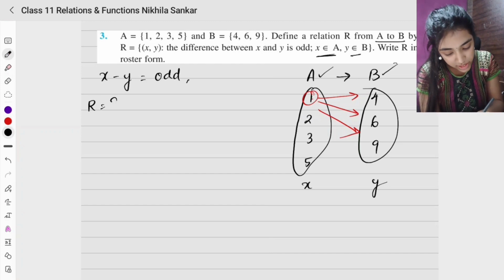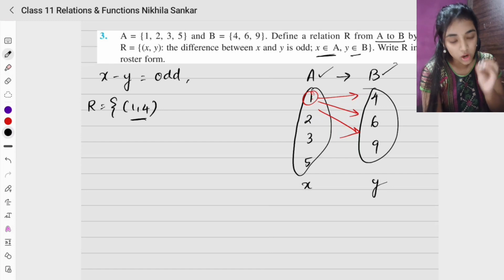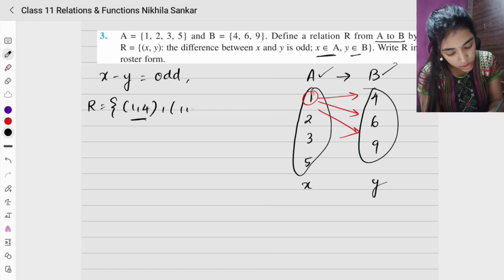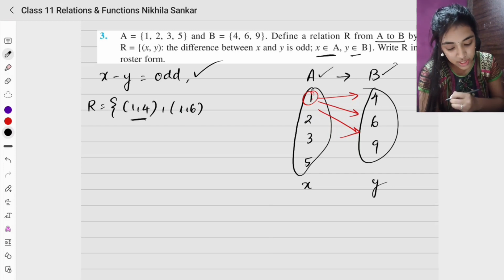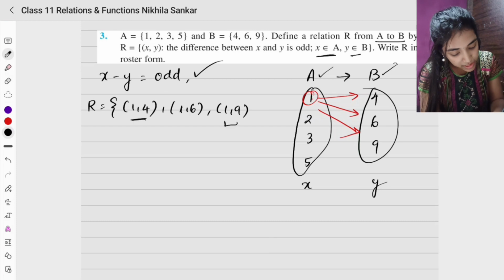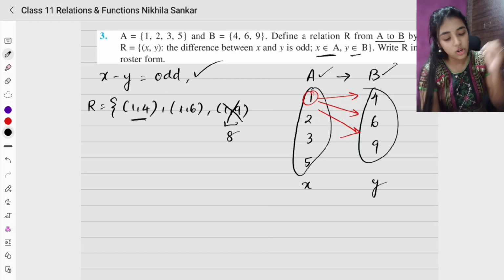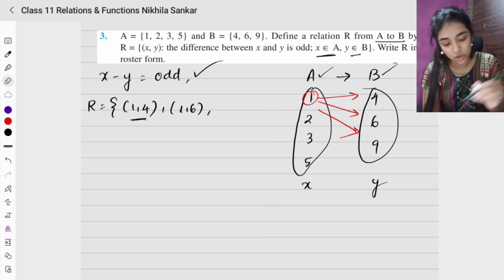So let me just write the relations. Okay, so I have 1, 4. The difference is going to be odd. 1, 4 means 1 minus 4 is going to be minus 3 and it is definitely an odd number. Okay, so 1, 6. 1, 6 is going to be 1 minus 6, which is minus 5. In the relation, it is going to be an odd number. Yes. Now 1, 9. The difference is going to be 8. So I should not take this particular ordered pair. Let me just erase this for you. So this is not going to work.